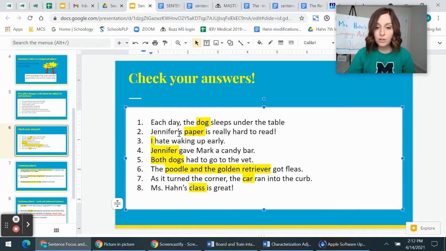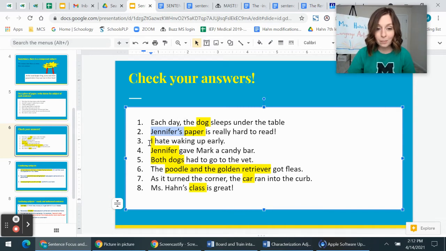Okay, number two, Jennifer's paper is really hard to read. There is no action here. In fact, we have a linking verb, is. So in this case, I say, what is the sentence about? Be careful. A lot of times people will say, well, the sentence is about Jennifer. No, the sentence is about Jennifer's paper. That's what we're talking about.